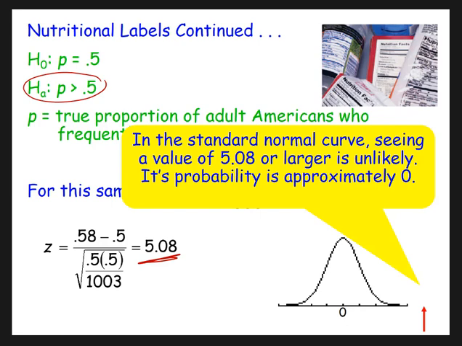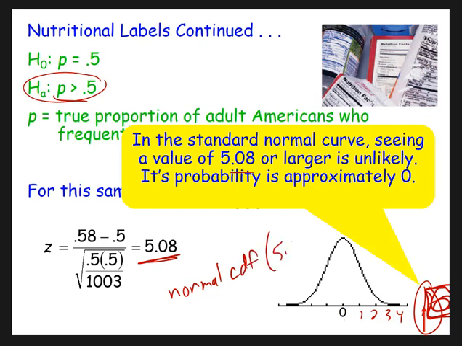So 5.08 is way up here. Remember, this is 0, 1, 2, 3, 4, 5. Since this is greater than, we want the probability of being greater than that. Well, we find the probability of being greater than 5.08 with a mean of 0. This is normal, by the way. Normal CDF, probability of being greater than 5.08. So it's 5.08 to positive infinity with a mean of 0 and standard deviation of 1.